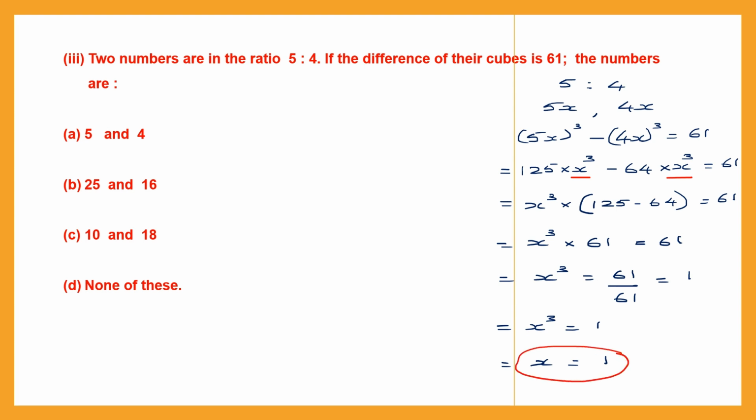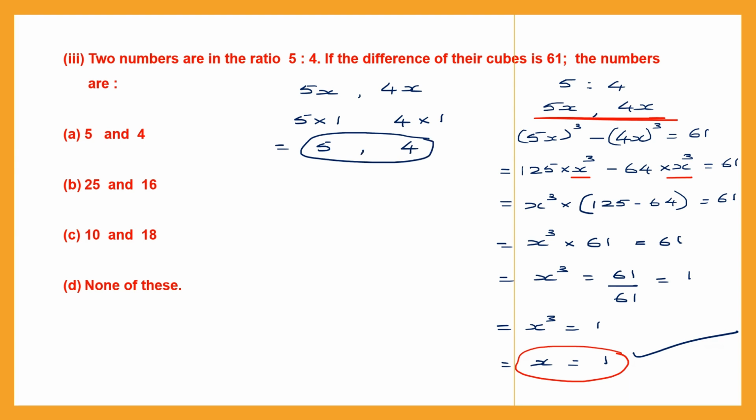x is 1. Let me put it in this place to find the numbers. So we said let the numbers be 5x and 4x. Now in the place of x I'm going to put 1. So that is 5 into x, or 5 into 1, which is 5. So the first number is 5. Second number, 4 into x, is 4 into 1. Second number is 4. So what is your answer? The answer is 5 and 4. These are the two numbers, and that, as you can see, is option A, 5 and 4. So this is our answer.